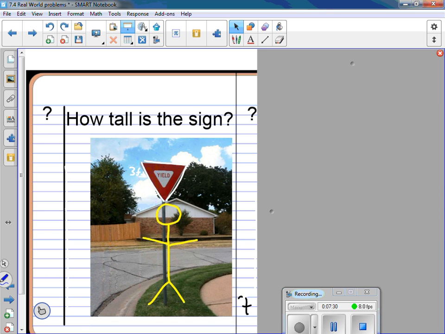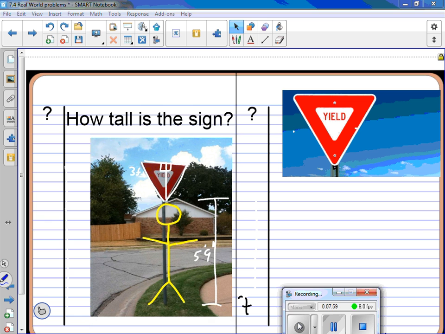So let's first of all know that I know my own height, right, is 5 feet 9 inches. Okay, 5 feet 9 inches. So what I need to do is find out how high or how tall the sign is, and then I'll just add that to the total height to get the height of the sign. So let's focus in on the sign and kind of some thoughts on that, okay?